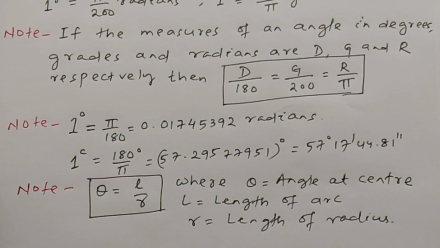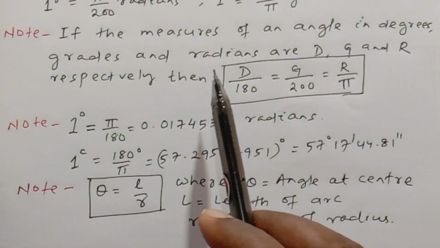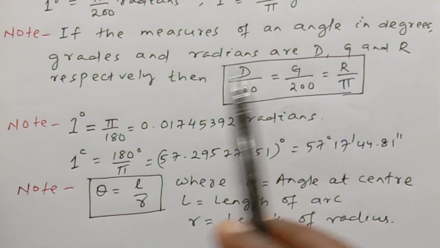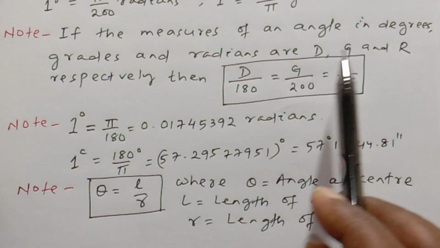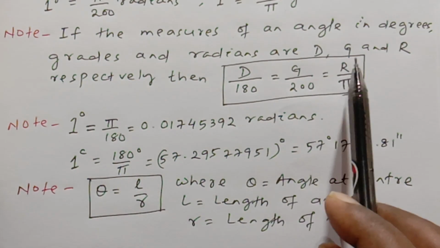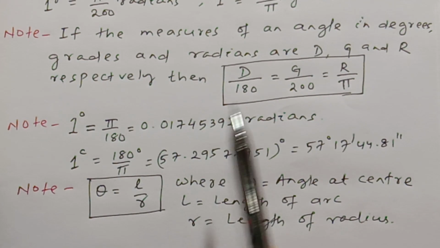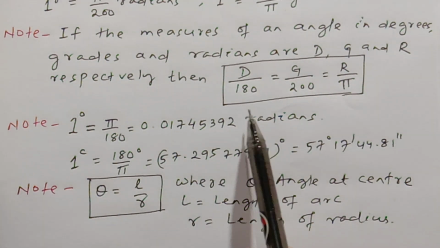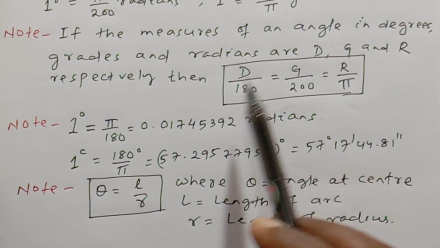Next, three important notes. First is the relation between the degree, grade, and radian. Suppose the measures of an angle in degree is D, in grade is G, and in radian is R. Then the relation among these three is D by 180 is equal to G by 200 is equal to R by pi. So this is the relation.